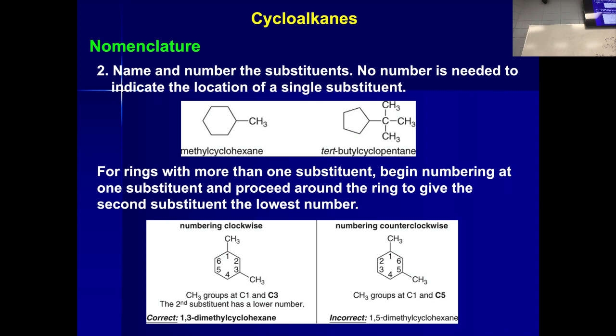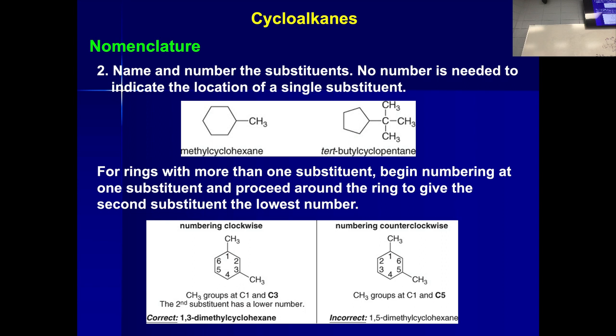Now you can have a situation where you only have one substituent. You don't need to number. I don't need to say 1-methyl cyclohexane. Why? Because no matter which carbon I put that methyl group on, it's always number 1. Okay, it always gives you the same compound.